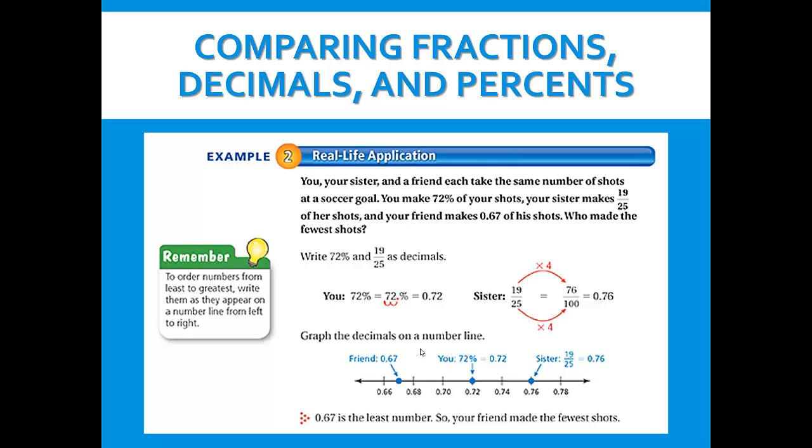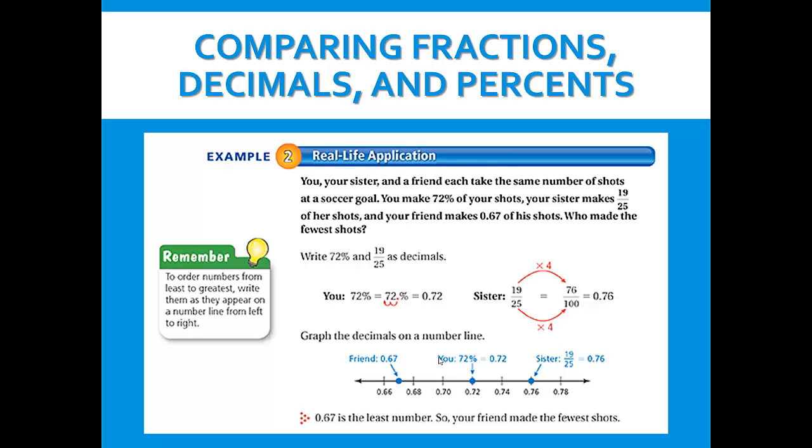Now we're looking at a second example for comparing fractions, decimals, and percents. For example 2, you, your sister, and a friend each take the same number of shots at a soccer goal. You make 72% of your shots, your sister makes 19/25 of her shots, and your friend makes 0.67 or 67 hundredths of his shots. Who made the fewest shots? If you look over to the left at the remember box, it says to order numbers from least to greatest, write them as they appear on a number line from left to right.